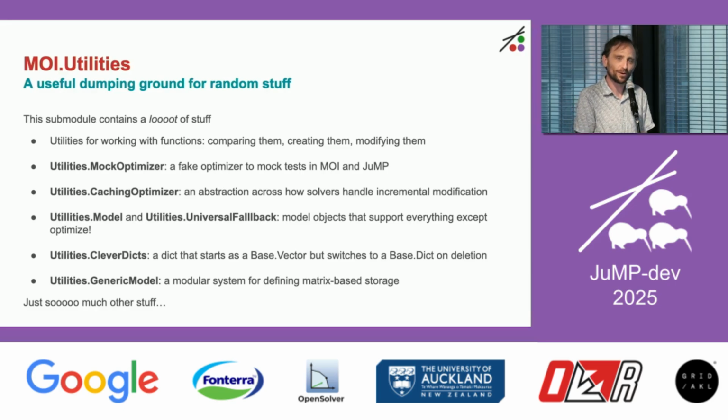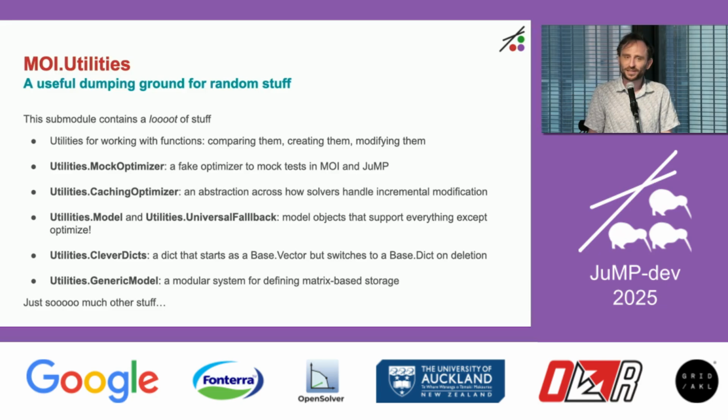There's a utilities.model. Our big problem is we've got this very flexible data structure of functions and sets, and we need some way of easily writing models. So this model object knows how to support every function and set that MOI knows about. Our other problem is if third parties define new functions and sets, we need some way of storing them. So there's this universal fallback layer as well, which knows how to support any function and set, less efficiently than the model.